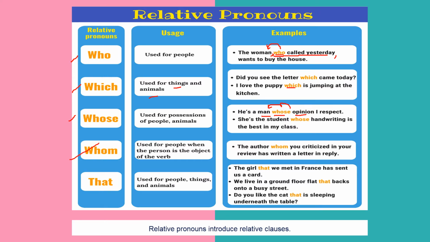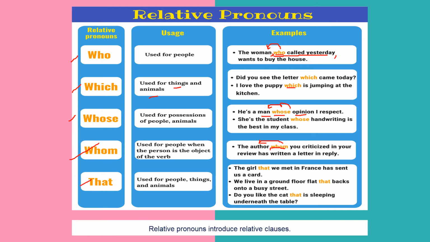Whom is used for people when the person is the object of the verb. The author, whom you criticized in your review, has written a letter in reply. Whom you criticized? You're criticizing the author. The author. So we're using the relative pronoun whom.